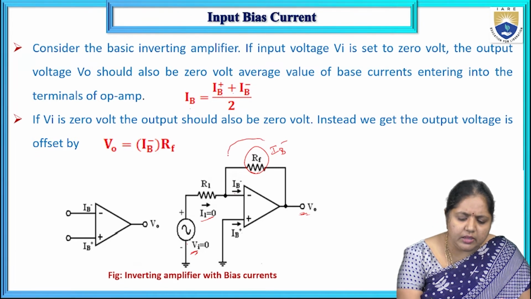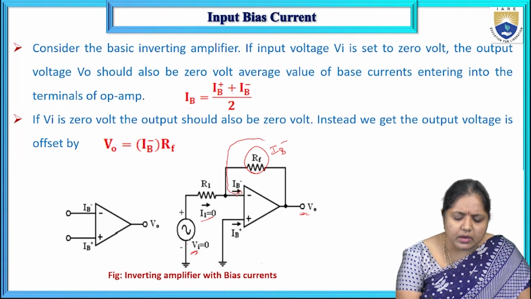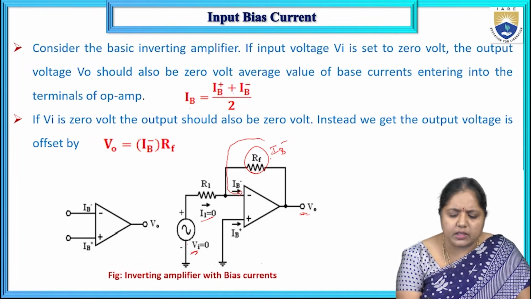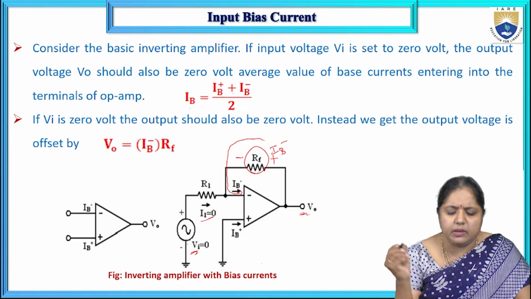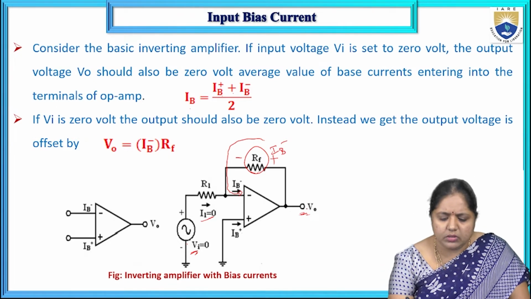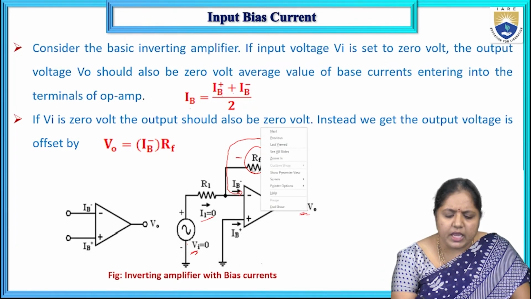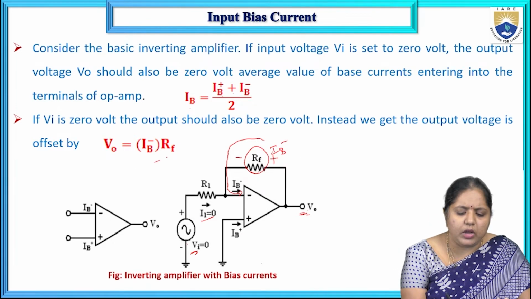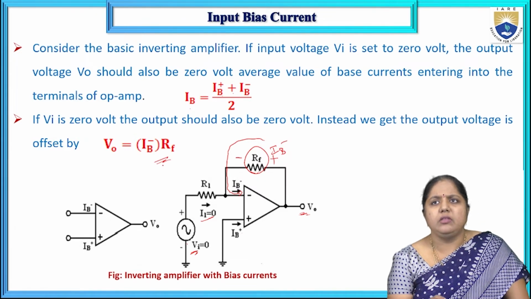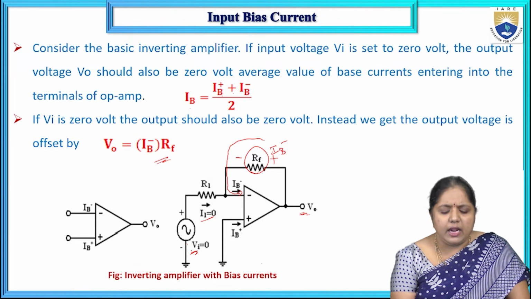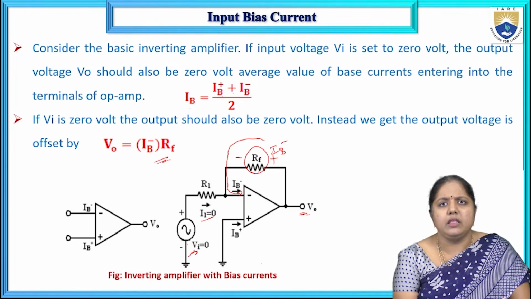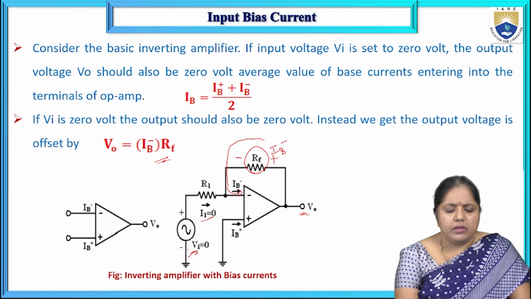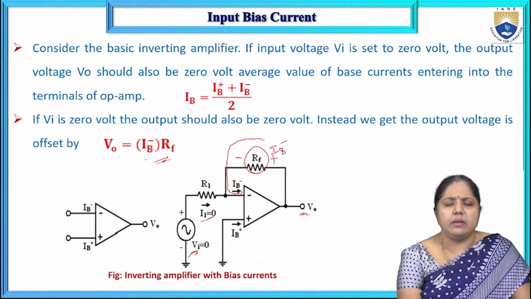So this current is taking the direction like this. Due to this, we are getting the output voltage. The current entry path is positive, the exit path is negative. Based on this, the output voltage equals IB minus into RF. So this IB minus into RF is the erroneous output voltage we are getting in the absence of the AC input signal. Okay, so now you understood one thing: this is the error voltage I am getting here.